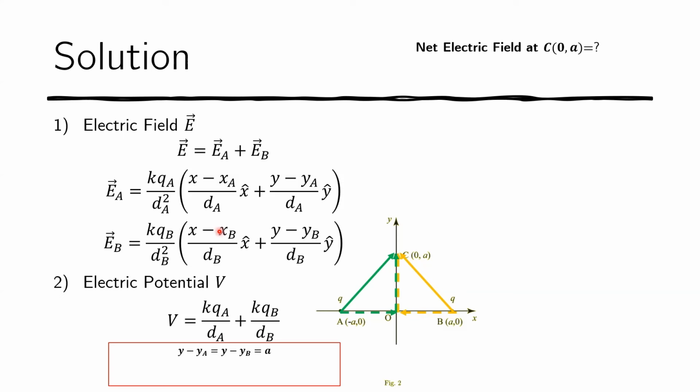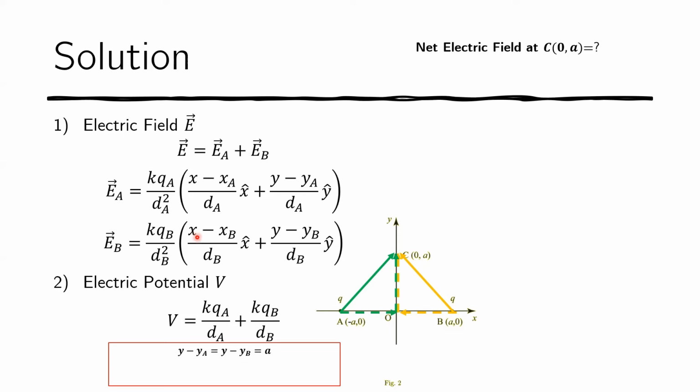And the same is true with (x sub B, y sub B). This is now the position of charge B. So x sub B would be a, y sub B would be 0. And then we notice that if we do this computation, this one is just the vertical distance from C to A, so this green vertical distance, and y sub B is just the vertical distance from C to B. Again, this is the yellow vertical distance. And that's just a minus 0, right? So y minus y sub A equals y minus y sub B equals a. So this vertical distance is just a.